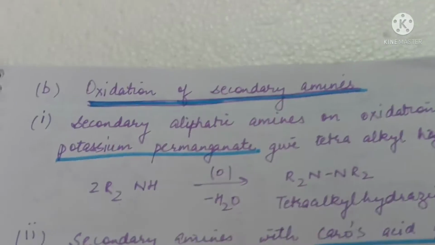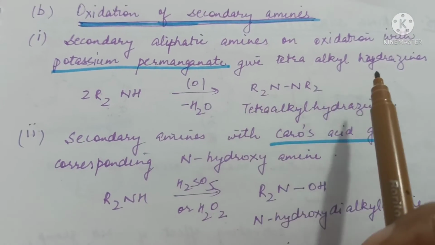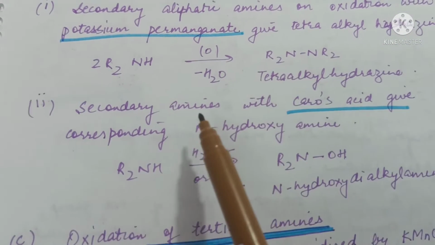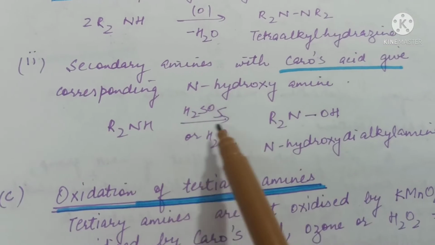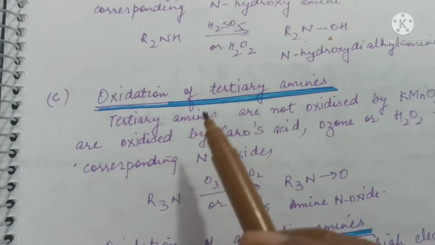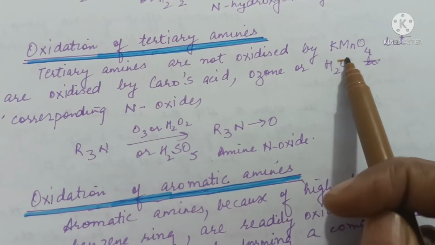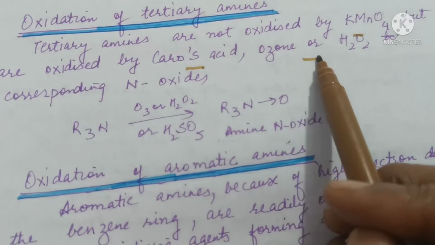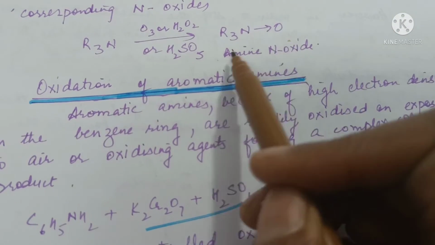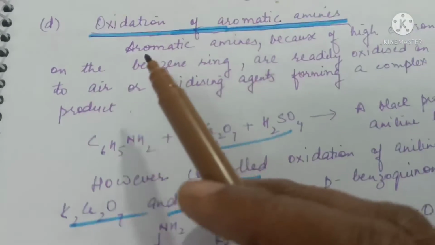Oxidation of secondary amines. Secondary aliphatic amines on oxidation with potassium permanganate give tetraalkyl hydrazine. Secondary amines with Caro's acid give the corresponding N-hydroxyamine. Oxidation of tertiary amines. Tertiary amines are not oxidized by KMnO4 but are oxidized by Caro's acid, ozone, or hydrogen peroxide to the corresponding nitrogen oxides.